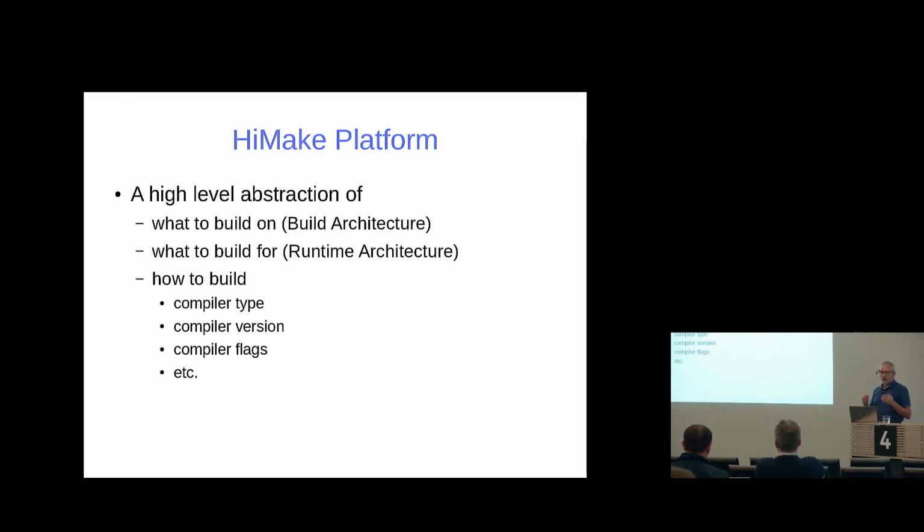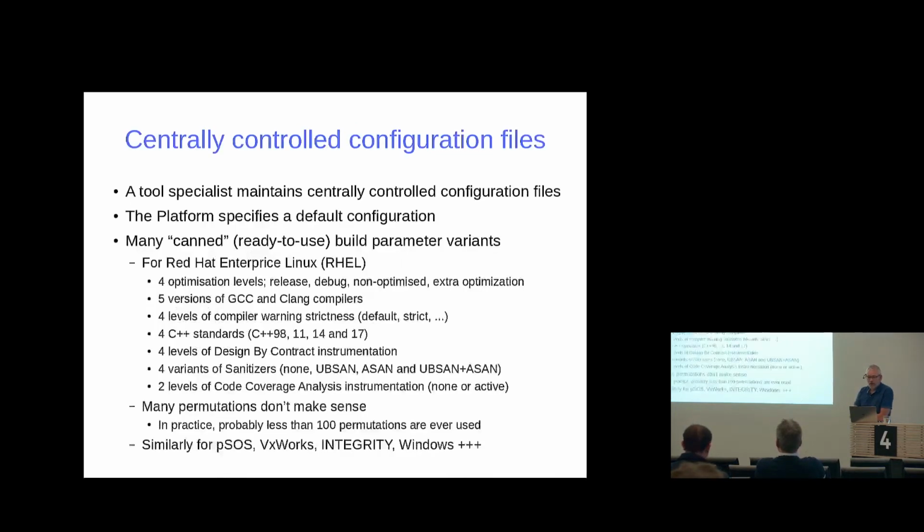So the platform is a high-level abstraction of what to build on. That's what we call a build architecture. What to build for is a runtime architecture, and how to build is the compiler type, whether it's GCC or Clang or whatever, the compiler version, the compiler flags, linker flags, and so on. Everything is abstracted into this platform. And the platform is part of one of many configuration files. We have a tool specialist that maintains these centrally controlled configuration files. The platform itself just specifies a default configuration, and then we have many canned, ready-to-use build parameter variants.